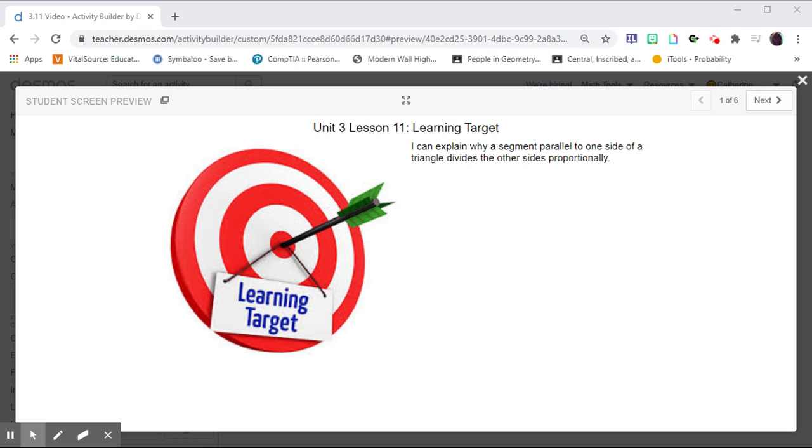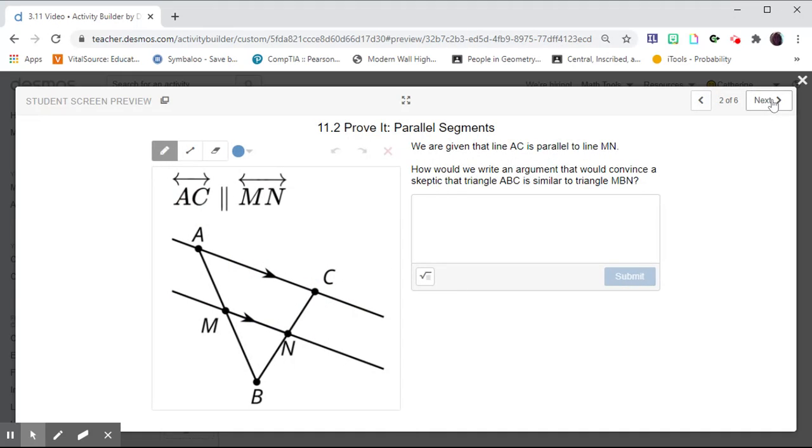Hey everybody, today we are looking at another lesson from Unit 3. This is Lesson 11, and our target is to explain why a segment parallel to one side of a triangle divides the other sides proportionally. We want to start with parallel segments and proving a little bit of proofs here.